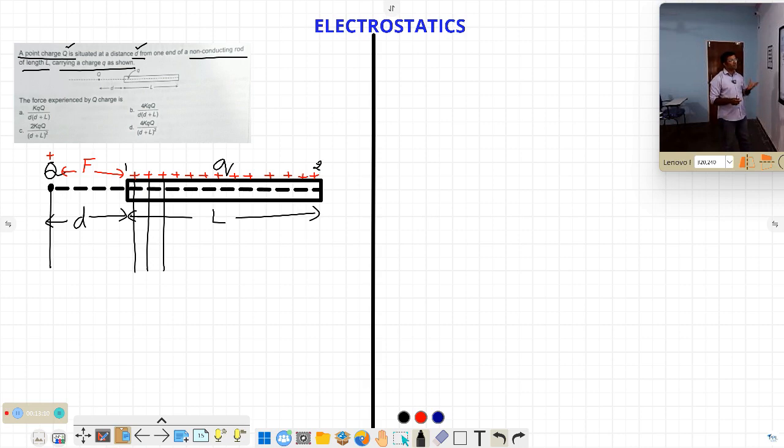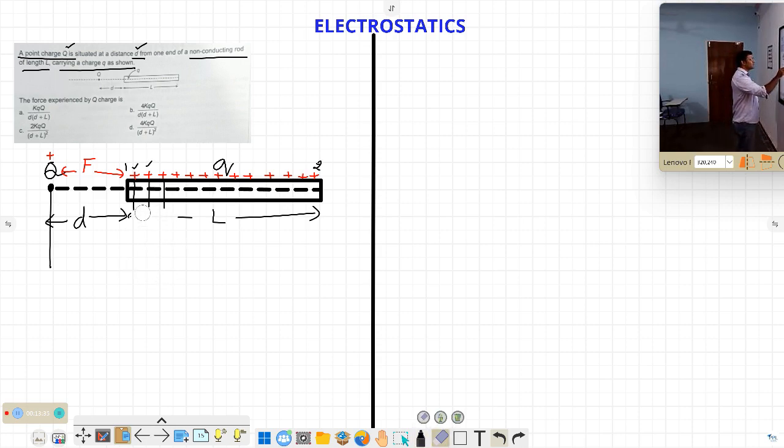So to calculate the force acting on this capital Q by that charged body, we have to take the force applied by each charge onto that capital Q. So it is very difficult, because the charged body contains an infinite number of charges. Each charge has to be calculated, and the addition of all of that is very difficult. That's why we are using the integration method to solve this easily.